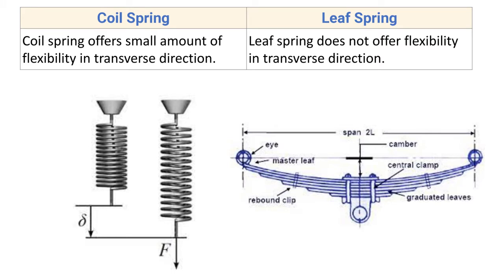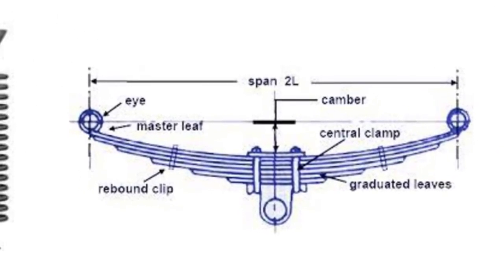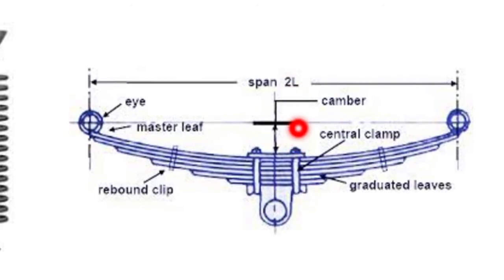Now the coil spring offers small amount of flexibility in transverse direction. So here I have shown the deflection of the spring in longitudinal direction. At the same time, the coil spring offers its deflection in transverse direction up to 10 degrees. Now the leaf spring does not offer flexibility in the transverse direction. So here you can see the leaf spring. It can deflect only in the longitudinal direction. It cannot deflect in transverse direction.